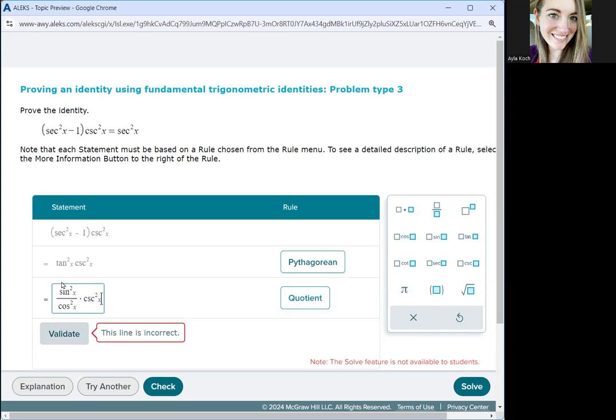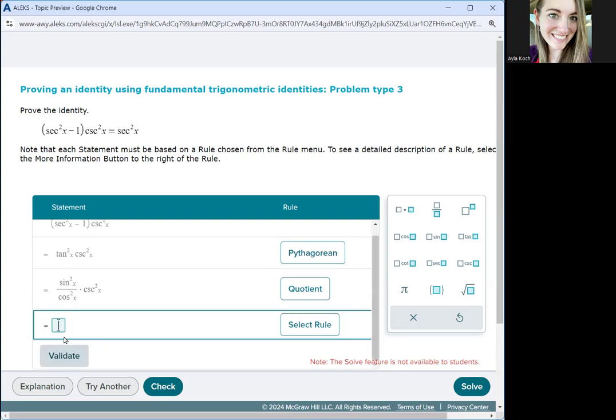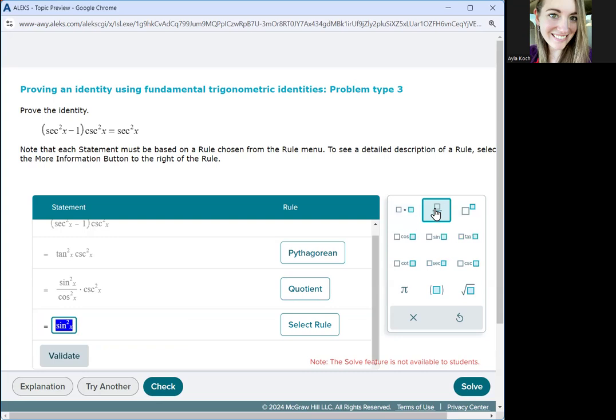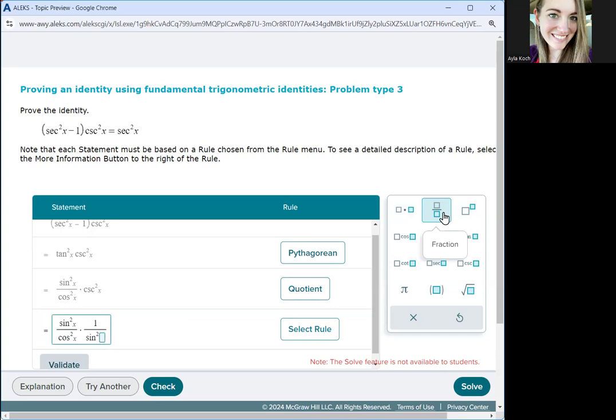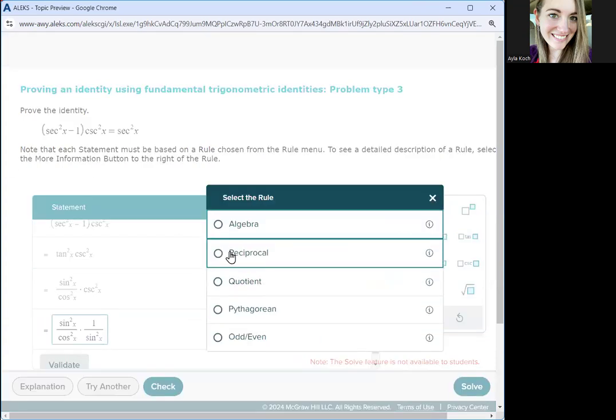This is quotient because from tangent to sine over cosine. Validate. That's correct. Now I can do sine squared x. You have to make sure you do it correctly. Fraction cosine squared x times 1 over sine squared x. So this is reciprocal, by the way.